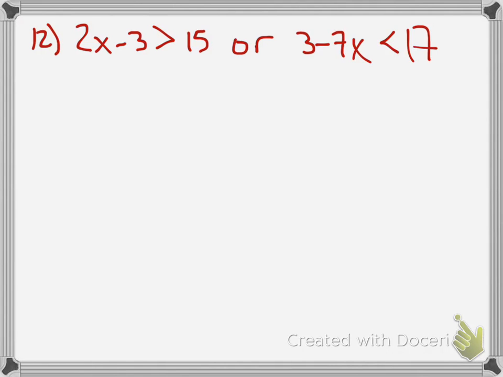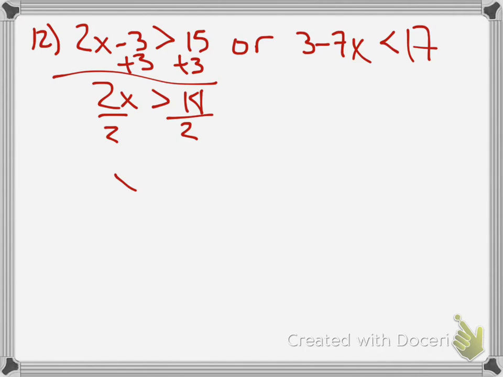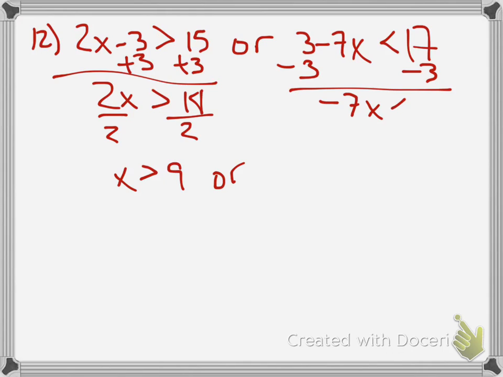Alright, so let's look at number 12. 2x minus 3 greater than 15, or 3 minus 7x less than 17. Okay. So I'm going to add 3 to both sides here, divide by 2, x greater than 9. Or 3 minus 7x, I'm going to subtract 3, get 14, then divide by negative 7. When you divide by a negative, that switches the inequality, so that now is x greater than negative 2.